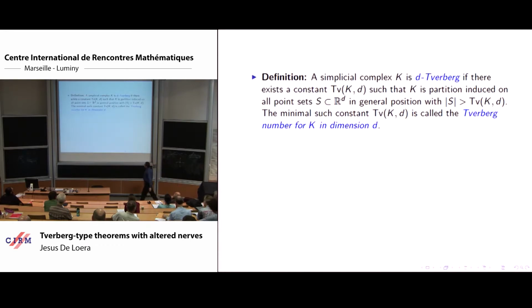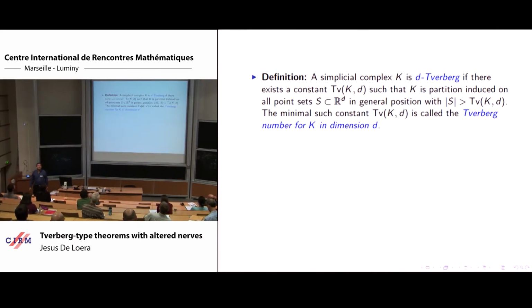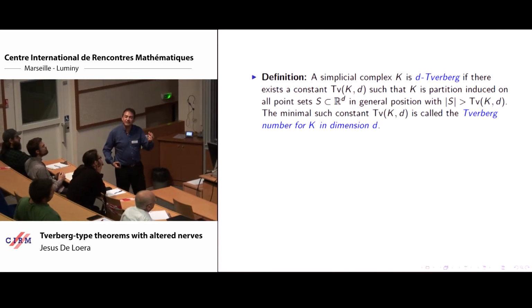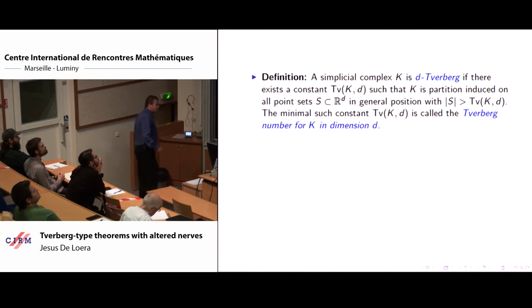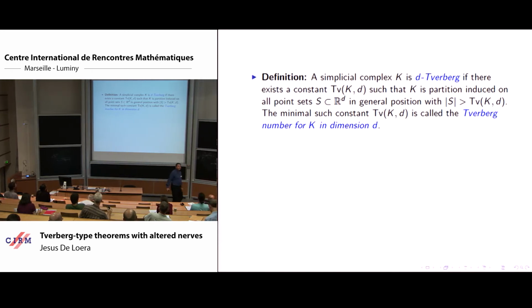Okay. So let me introduce a definition then. I'm going to say that a simplicial complex is Tverberg if there is a constant such that if you have more than that many points, you can guarantee that there will be a partition that gives me that simplicial complex as a nerve. That's the definition of a Tverberg complex.